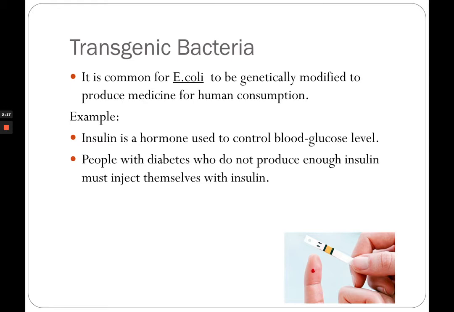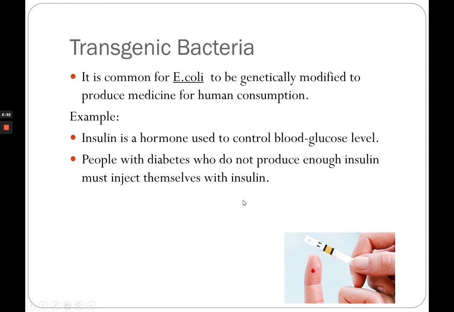coli. Now, E. coli itself is a naturally occurring bacteria that's found in your large intestines, but it's found in small amounts. In large amounts, E. coli is actually a dangerous bacteria. Okay, most people will probably get food poisoning from eating meat or contaminated food products that have a lot of E. coli. So this one here has been genetically modified with a different purpose. And that purpose is to actually make insulin.